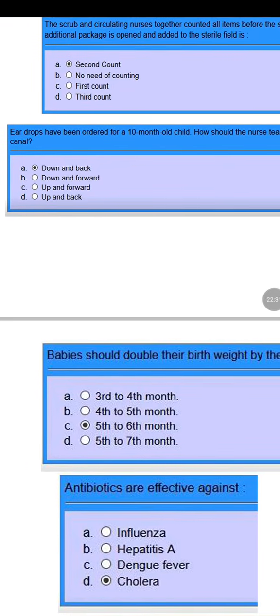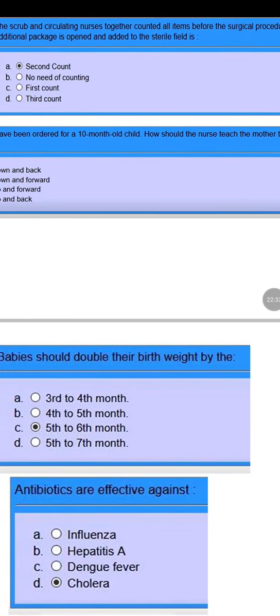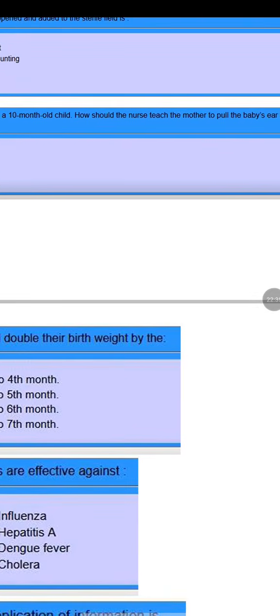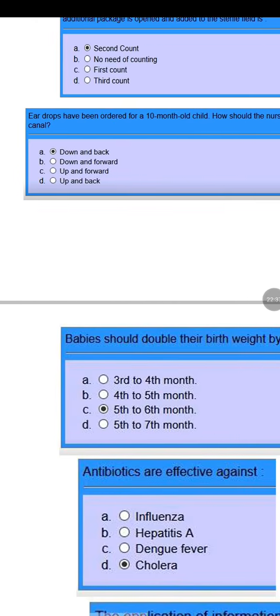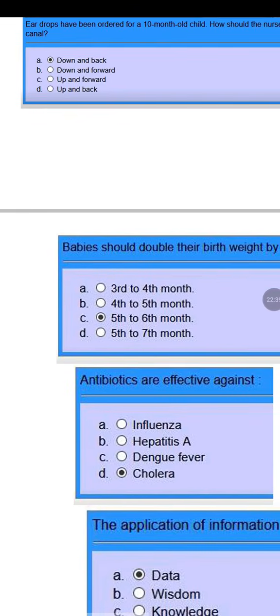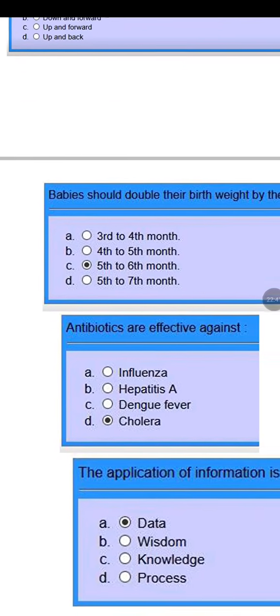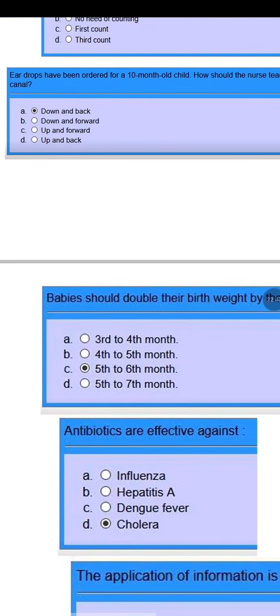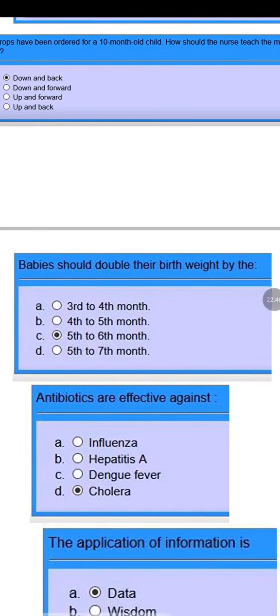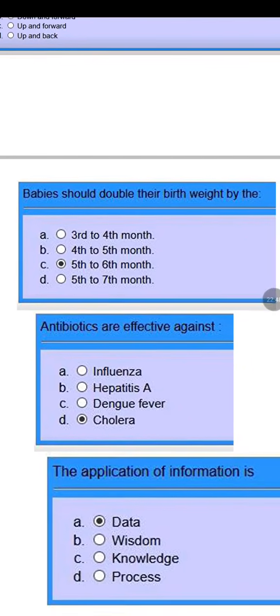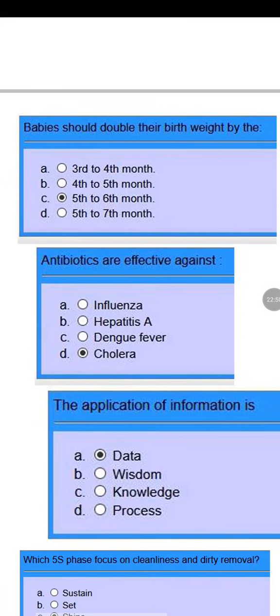Drops have been ordered for a 10 month old child. How do you feel about the image of the following mother of two babies? Baby should double its birth weight by 5 up to 6 months of age.